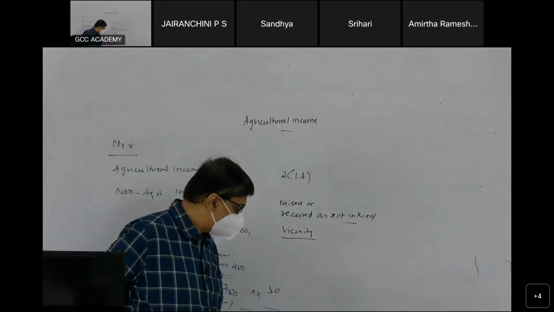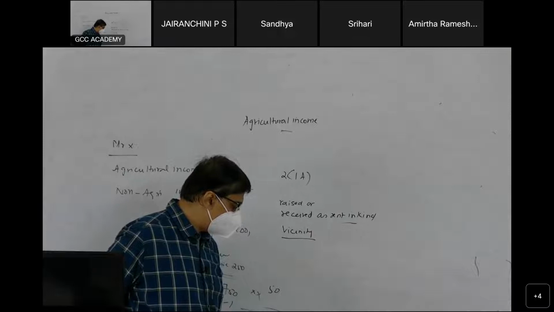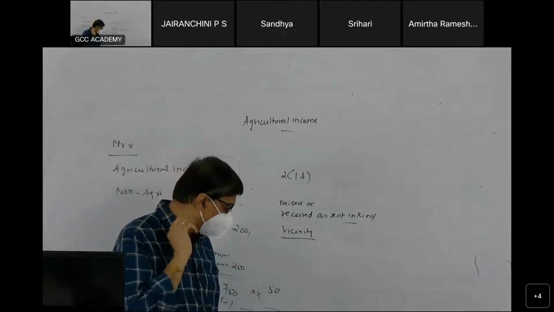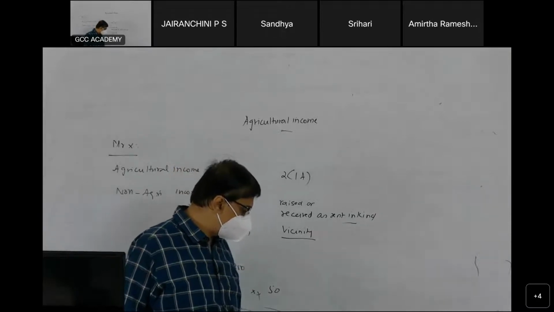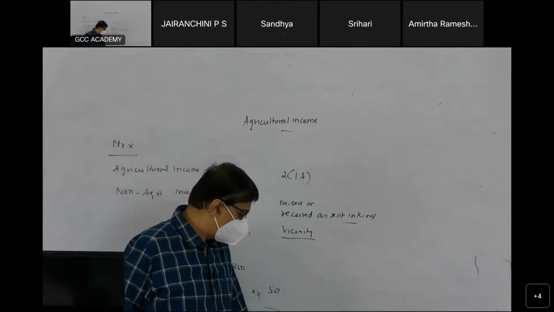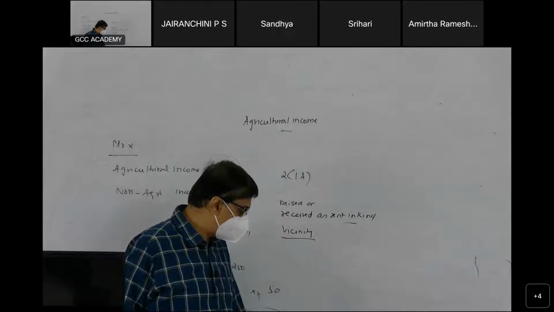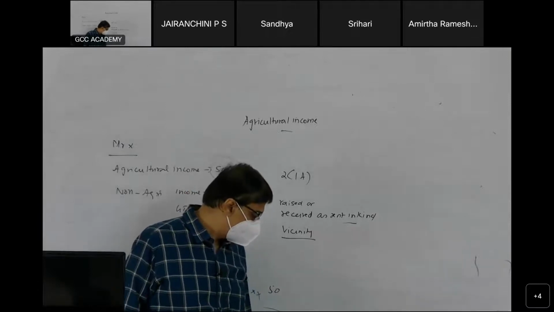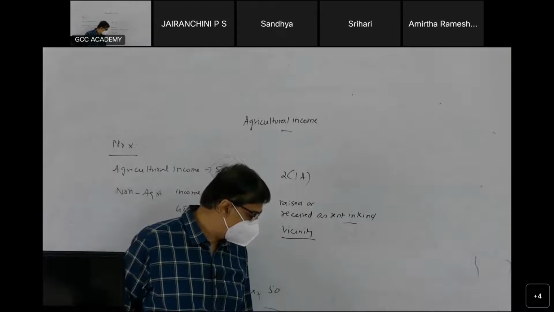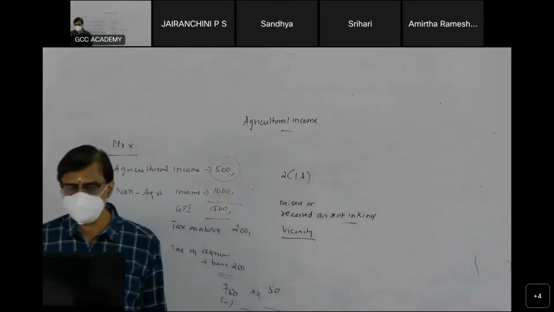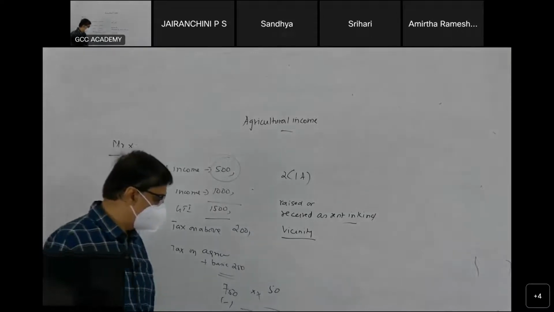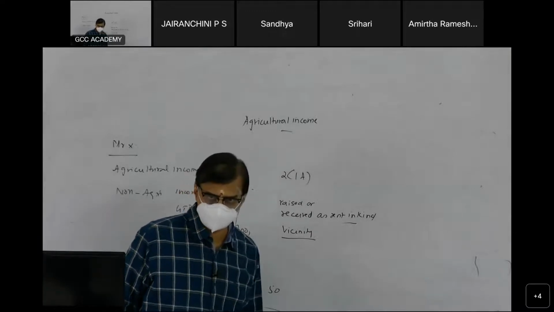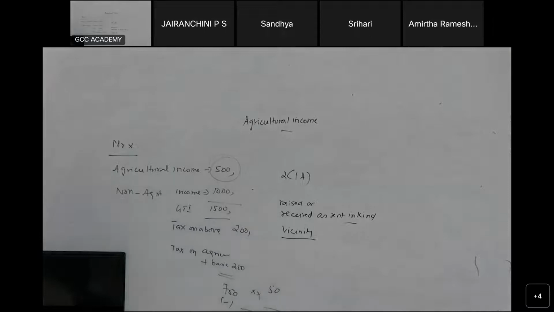Next point. The cultivator or receiver of rent in kind should, by reason of his connection with the agricultural land, requires the building as a dwelling house or as a storehouse or as an outhouse னு சொல்லுவோம்.